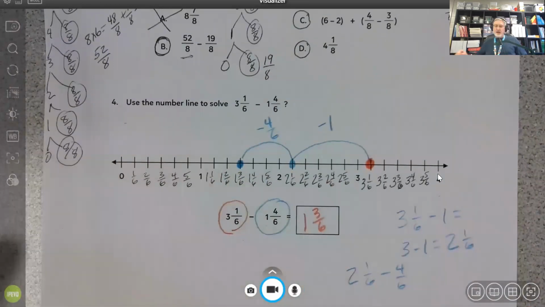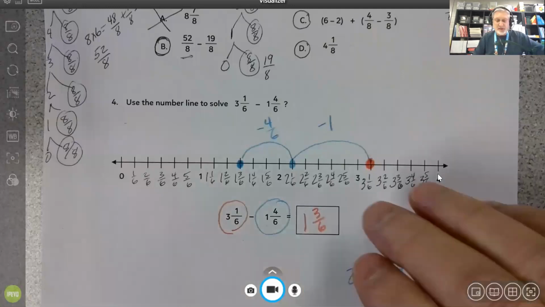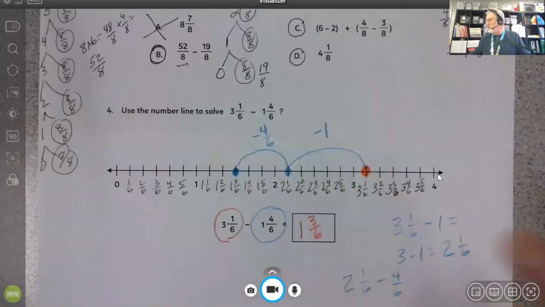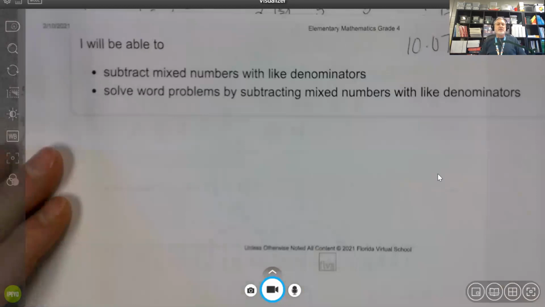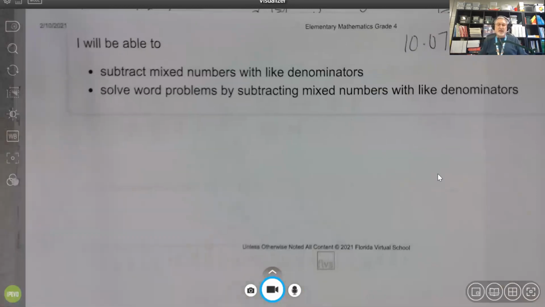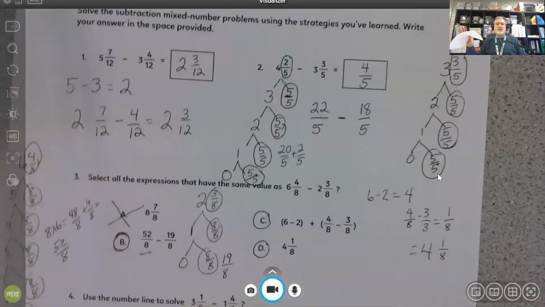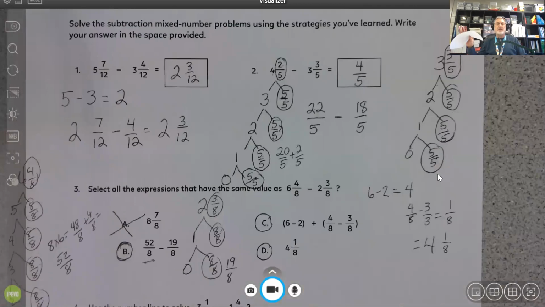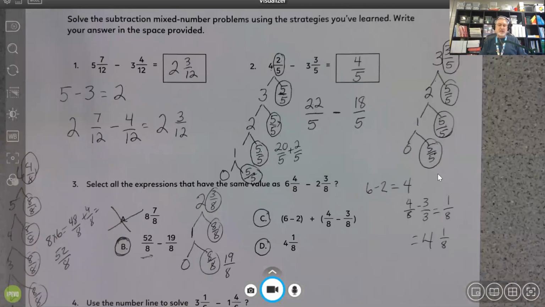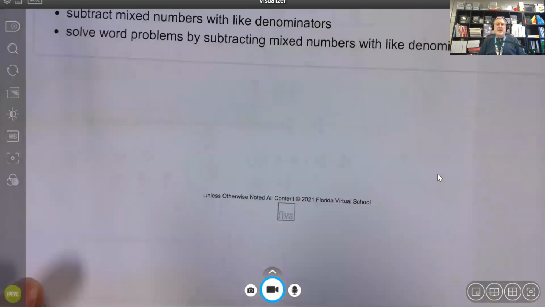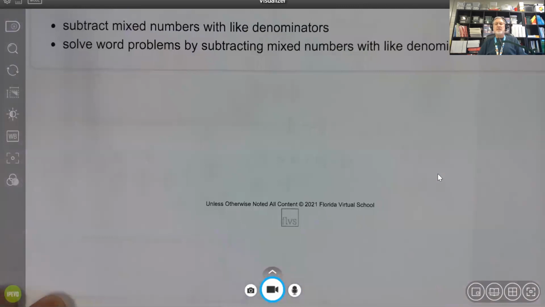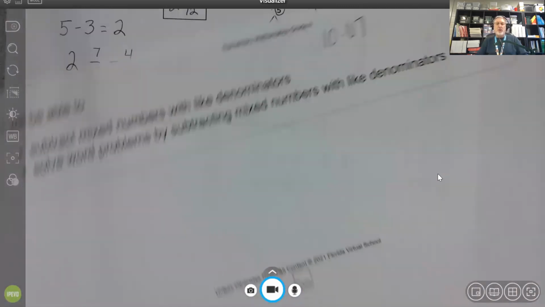All right, so again, this was assignment 10.07. And let's look at our learning target. What we learned today is that I'll be able to subtract mixed numbers with like denominators. And that's exactly what we did in this exercise. We subtracted mixed numbers with like denominators. Again, we did not solve word problems. That you will do in the Florida Virtual lesson, as well as on the quiz.